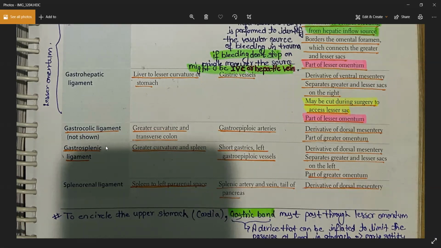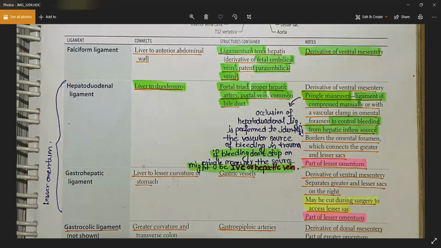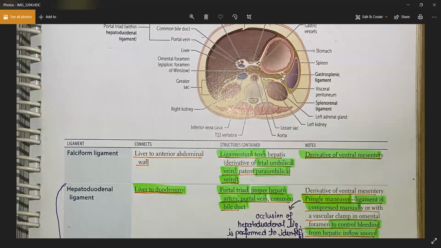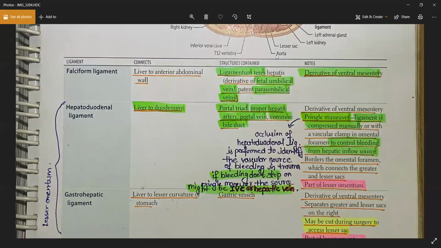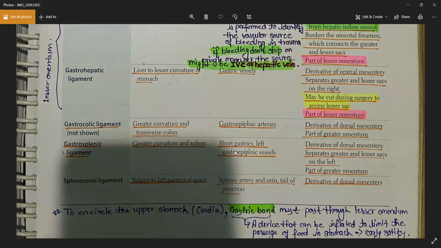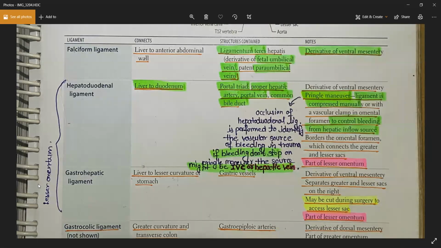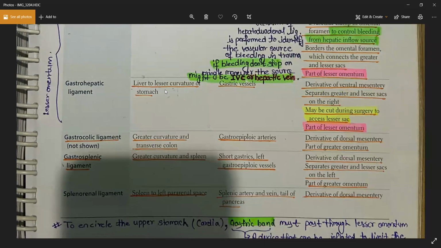Then comes the gastrosplenic ligament. As the name suggests, it is between the spleen and the stomach. This ligament contains the splenic vessels, the short gastric arteries, and the left gastroepiploic vessels. It is also a part of the greater omentum, very important, and a part of your dorsal mesentery. Up to the lesser omentum, the falciform ligament and the lesser omentum are part of your ventral mesentery. The gastrocolic, gastrosplenic, and splenorenal ligaments are the three other parts of your dorsal mesentery.